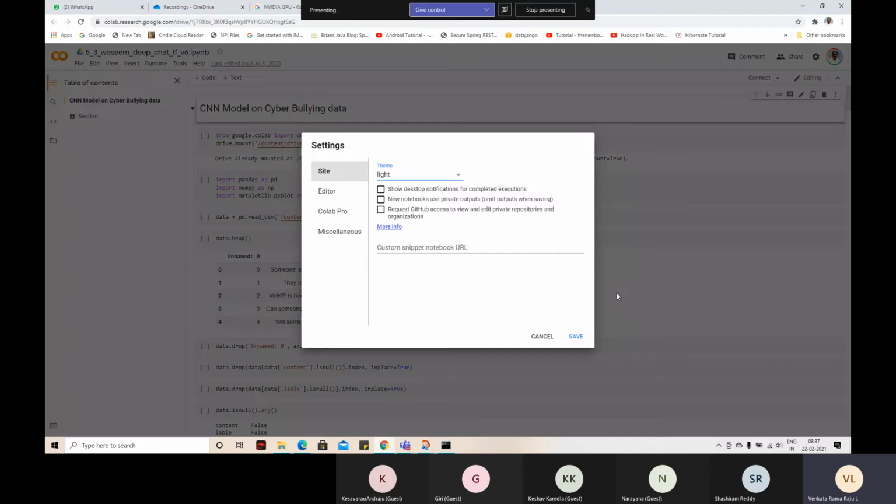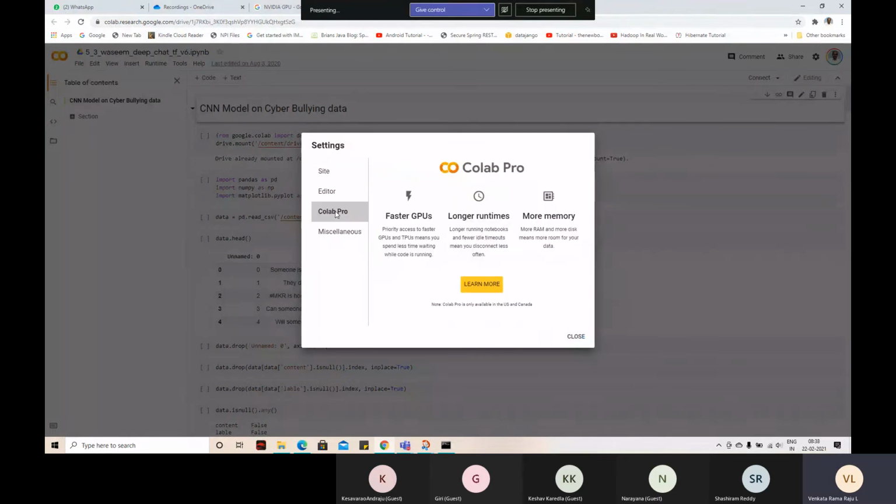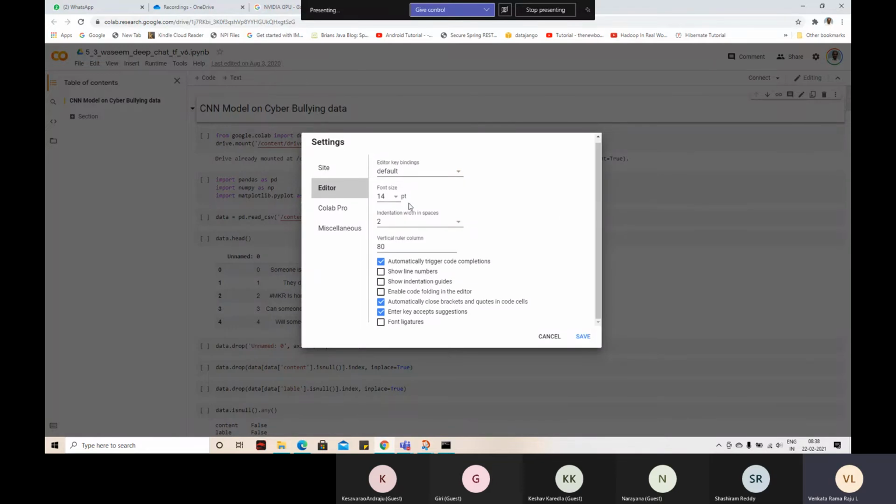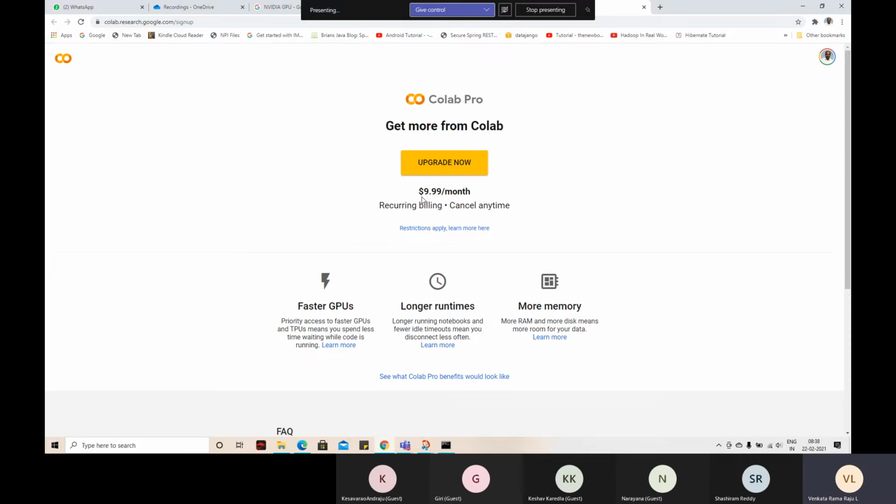It will show GPU. There is a Pro version also, with a faster GPU, so you can pay and use it. They're changing slowly, automatically. See that, $10 a month. $10 a month is not a big deal, right? So instead of buying a laptop, we should actually take this and use it.